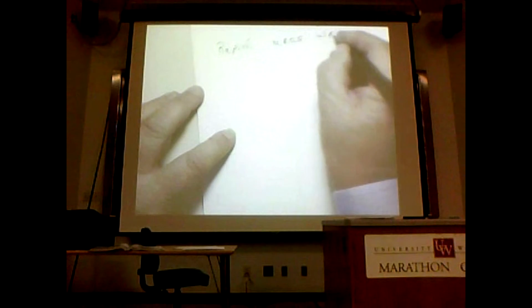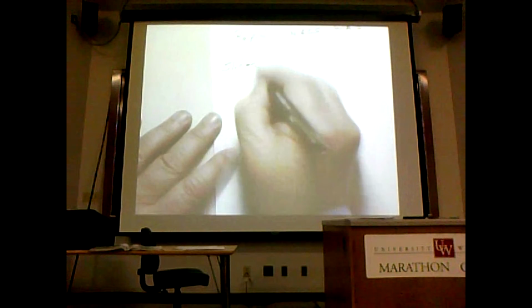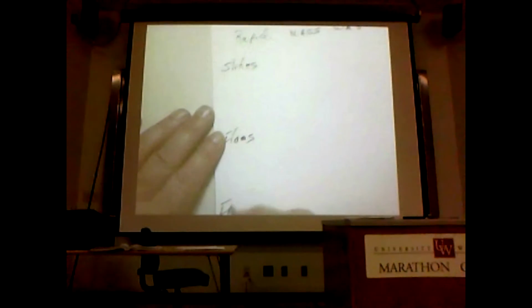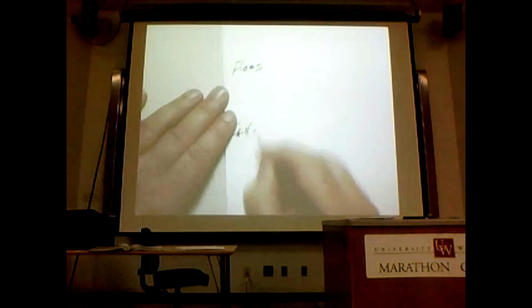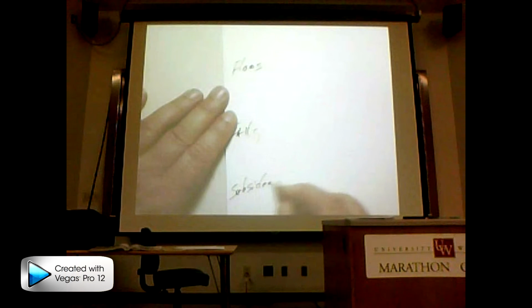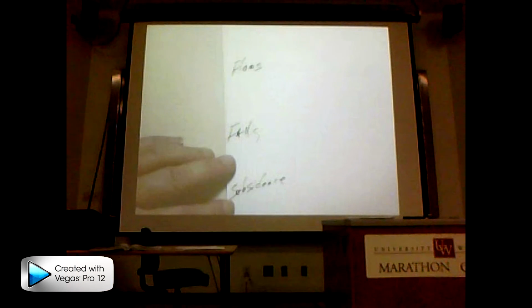Okay, we've looked at the slow, let's look at the rapid. Remember, we had slides, flows, falls, subsidence, and a composite. So these are the various types.